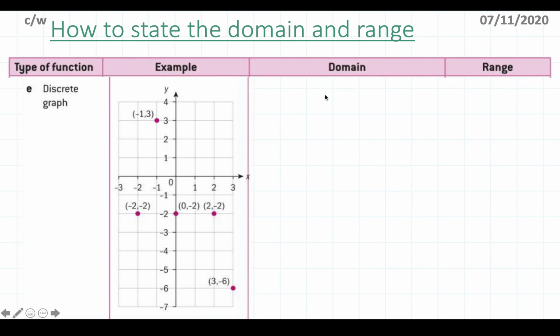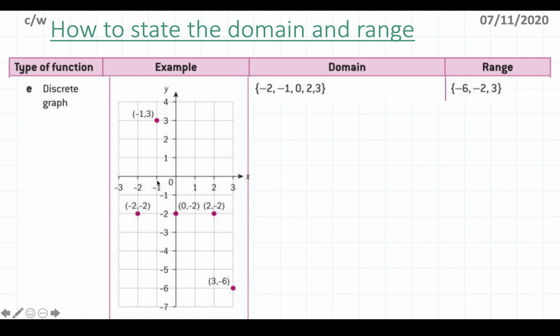And then you have a discrete graph. So it's a graph that doesn't have a continuous curve. So your domain is basically, remember, you're scanning the x-axis. So -3 doesn't have an output. -2 does. So -2 is part of my domain. -1 does. So -1 is part of my domain. 0 does. 1 does not. 2 does. And 3 does. So I'm just going to put all of these in here.